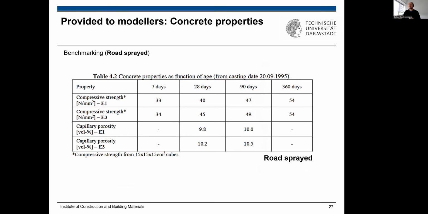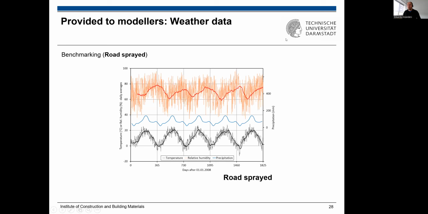So everything was very nicely provided by Jan Bishop. All the data you see here, the E3, E1, these are the different panels. The information for the different panels here: compressive strength, capillary porosity over 7, 28, 90, and 360 days. We also got from Jan the weather data, temperature and relative humidity, over 5-6 years, just to see a scatter, to get an impression as a modeler of what the weather is in that particular area.